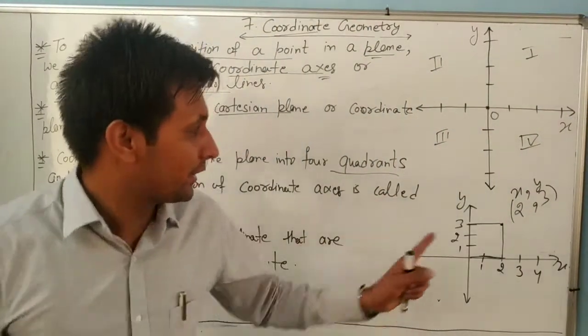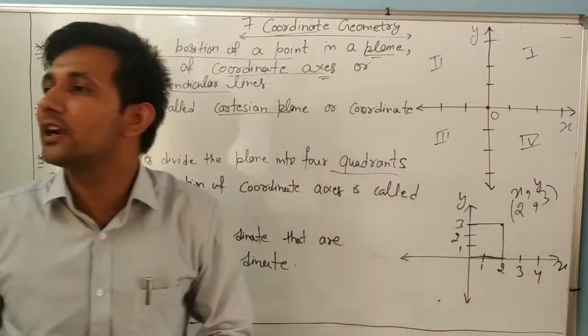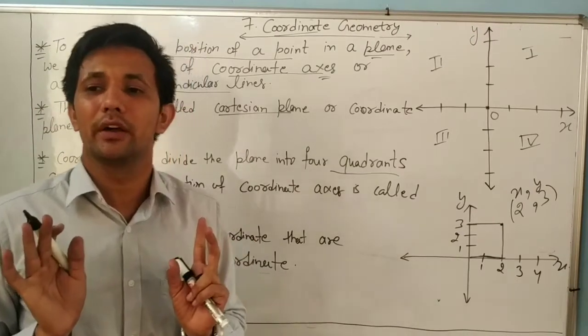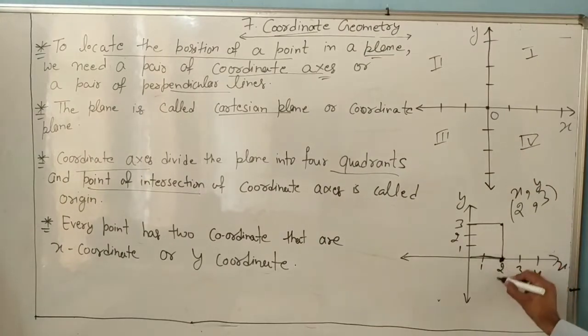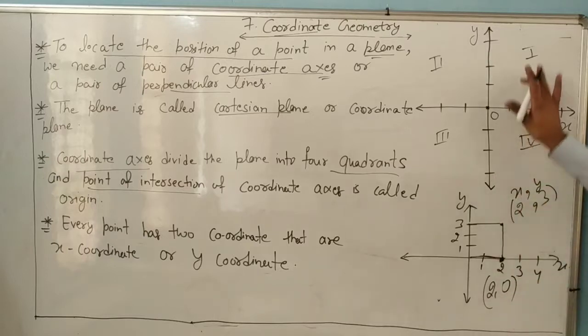So every point has how many coordinates? 2 coordinates, x coordinate and y coordinate. Understand? Always 2 coordinates. If I ask you what is the coordinate of this point, it is also 2 coordinates, 2 and 0, because how far from the y axis it is 2, and how far from the x axis it is 0, so 2 and 0. So please note this down, these points, then we will discuss more points. Okay, note it down.